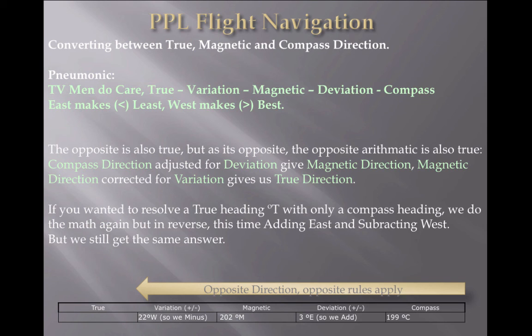Now we have 202 magnetic, and we have a variation of 22 west. West, when moving from left to right, is always an addition, but because we're working in the opposite direction, the opposite rules apply. 22 west is a minus, so we take 22 west from 202 magnetic, gives us 180 degrees true.